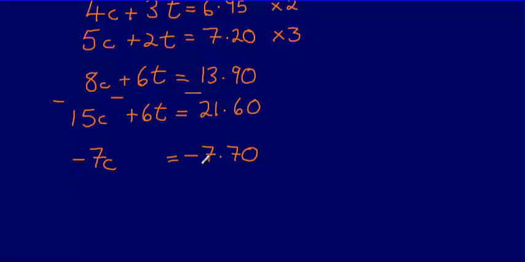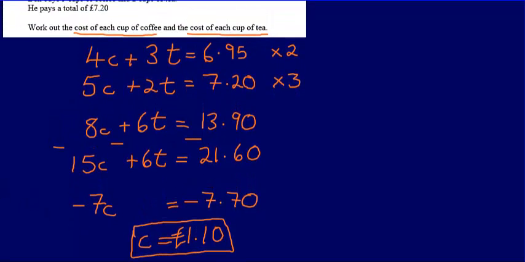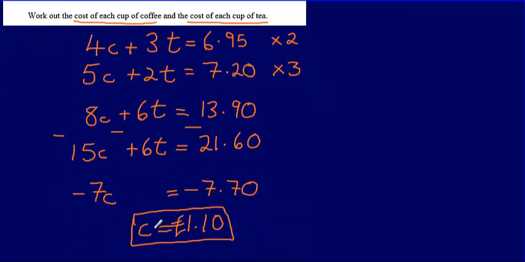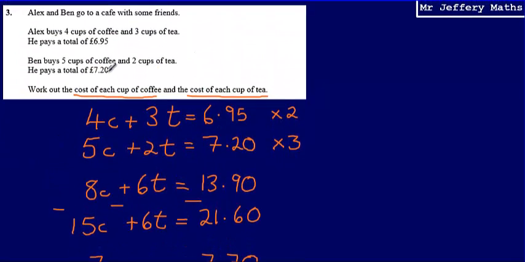I've now got a simple equation which I can solve. So c will be equal to negative £7.70 divided by negative 7. That's going to give me positive £1.10, remembering that this is just money. So the price of a coffee is £1.10. Now that I know the cost of one of my unknown quantities, the cost of a coffee is £1.10, I'm going to use that information.